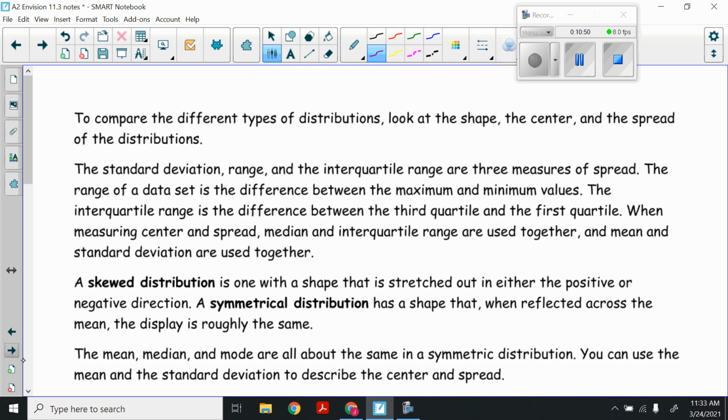So now it tells me to compare the different types of distributions. We're going to look at the shape, the center, and the spread of the distributions. The standard deviation, the range, and the interquartile range are the three measures of spread. Okay, so we need to know that. The range of data is the difference between the maximum and minimum. The interquartile range is the difference between the third and first quartile. When measuring center and spread, median and interquartile range are used together, and mean and standard deviation are used together.